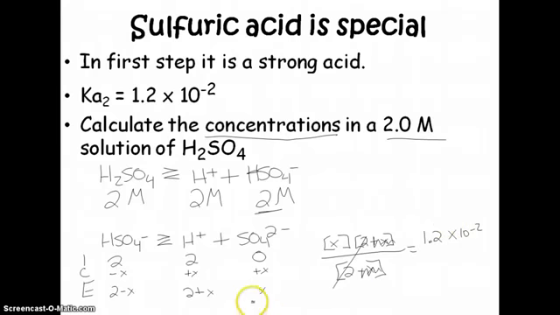So that means that we have 1.2 times 10 to the negative second of the HSO4. And then we have 2 plus that, so 2.012 of the H plus. And then 2 minus that, so 1.988 of the HSO4 minus. Okay? All right, let's look at one more.